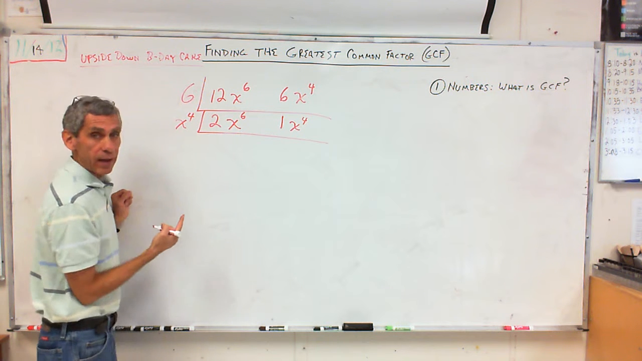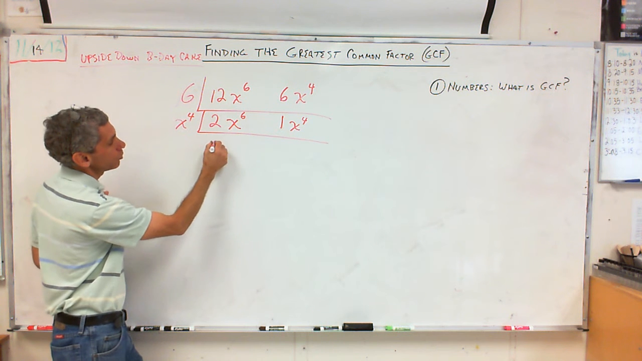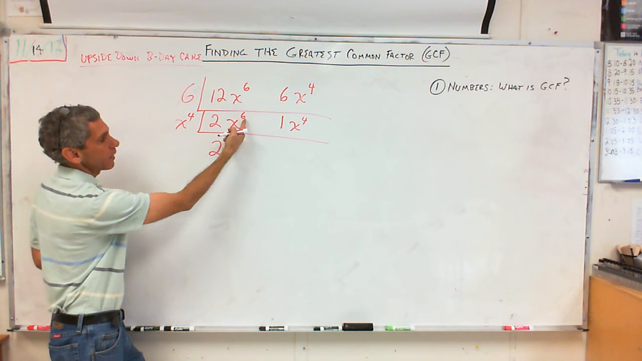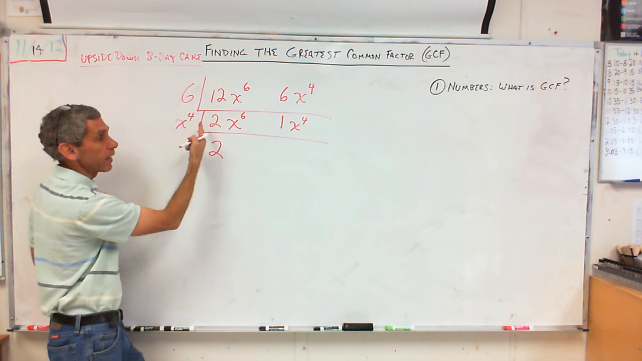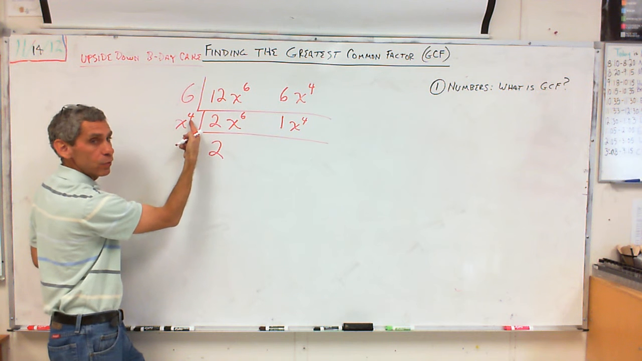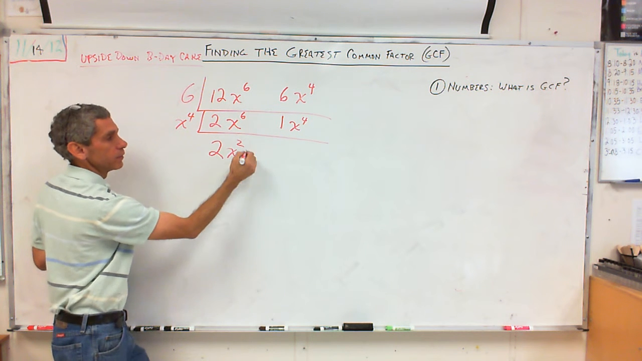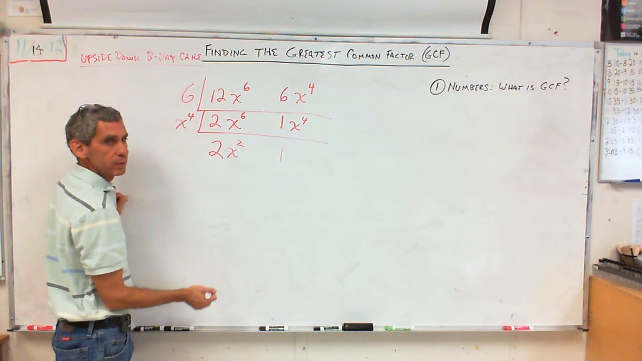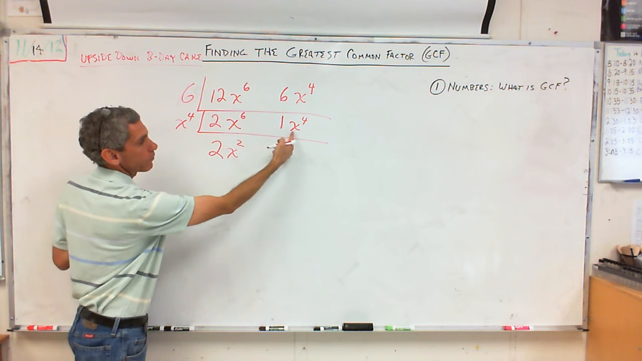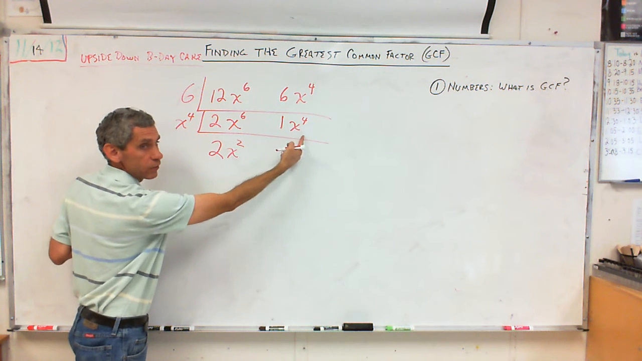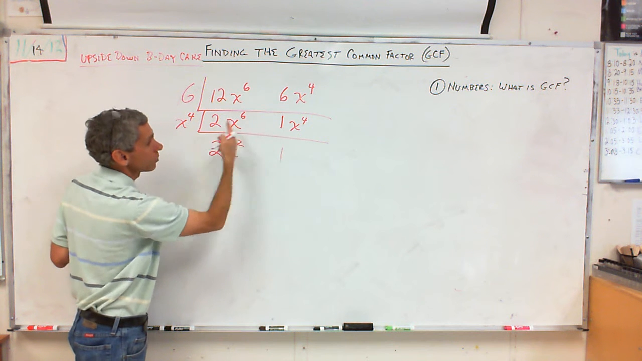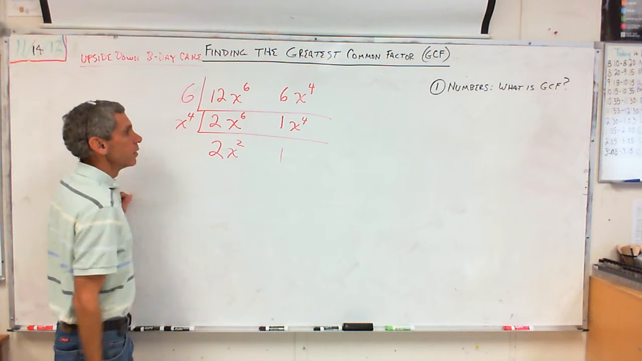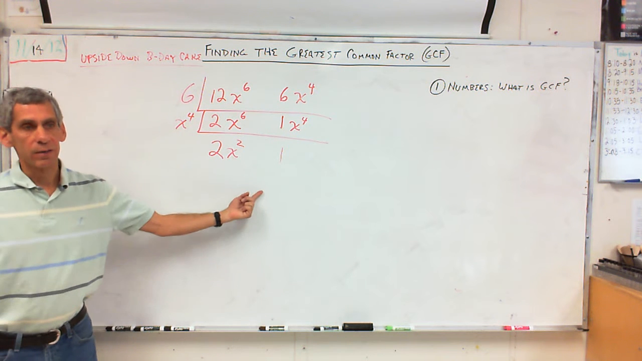And then when I do that, what do I have here? I'm still going to have the 2 because I haven't done anything to the 2. X to the 6th divided by x to the 4th is x to the 6th minus 4, x squared. All right? 1x to the 4th is the same as x to the 4th, right? What is the same thing divided by the same thing? 1.